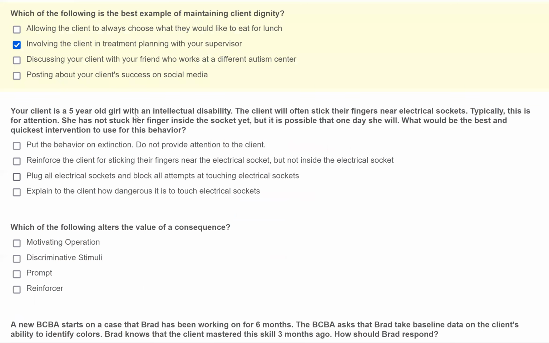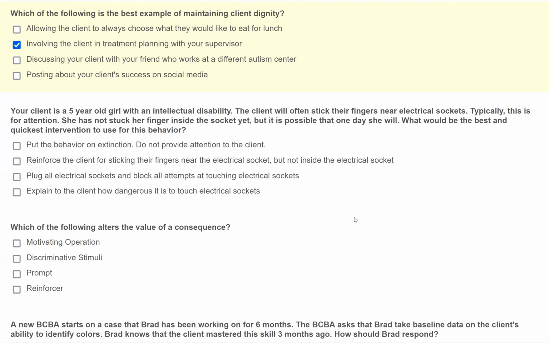Your client is a 5-year-old girl with an intellectual disability. The client will often stick their fingers near electrical sockets. Typically, this is for attention. She has not stuck her finger inside the socket yet, but it is possible that one day she will. What will be the best and quickest intervention to use for this behavior? I really like this question. It tests your ability to not only analyze the question, but to think deeply about the question.